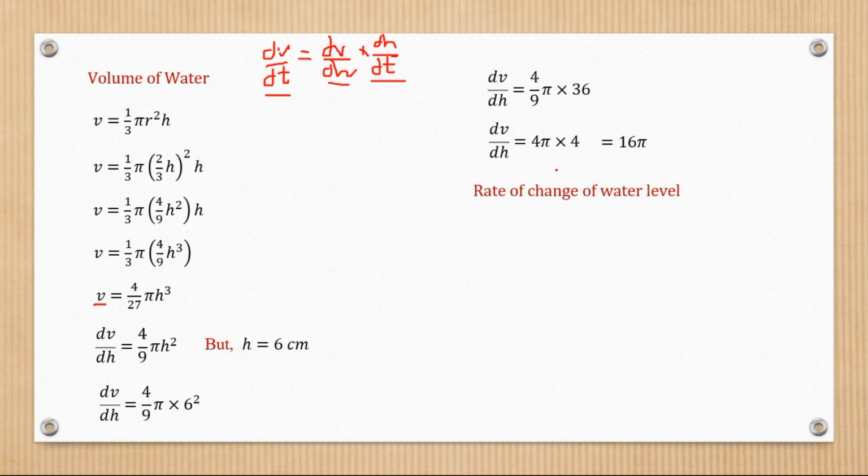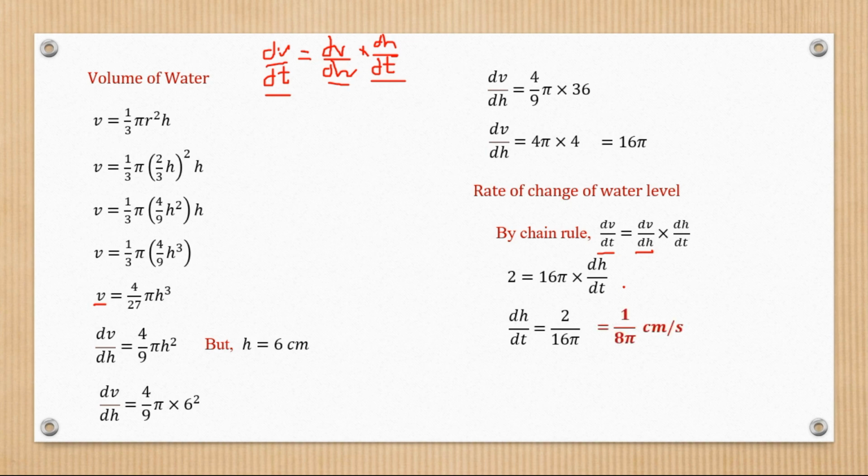So now I can find the rate of change of the water level from this formula. This formula says by chain rule dV/dt is equal to dV/dh times dh/dt. So we already know what dV/dt is, and we know what dV/dh is from right here. So we're going to plug those in, and then we're going to make dh/dt the subject. So making dh/dt the subject, we shall have it as 2 over 16π, which is 1 over 8π centimeters per second. So therefore, the rate of rise of water level is 1/(8π) centimeters per second.